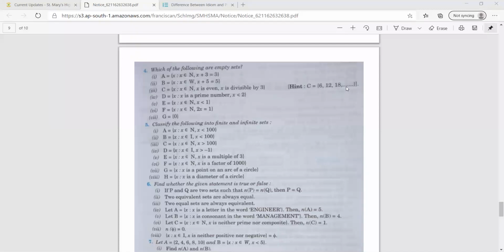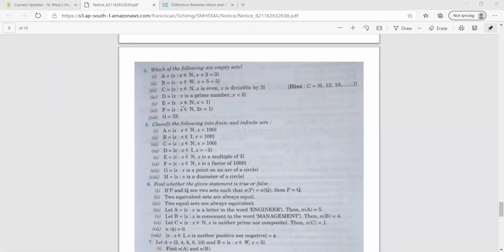Now when you keep listing this, you will observe that this set is an infinite set. It continues forever and ever. Okay, so it is infinite and definitely not an empty set. Next, x such that x is a prime number, x is less than 2. Now we know that prime numbers begin with 2. So there is no such element which is a prime number and less than 2. Therefore, set D is an empty set.